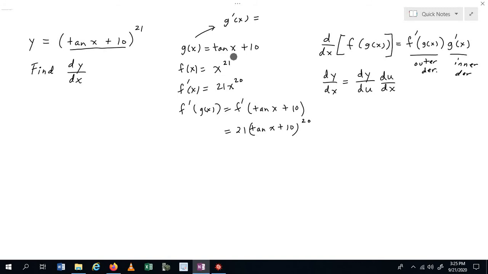Okay, so we need to find the derivative of this function. Well, the derivative of tangent of x, if you remember, is actually equal to secant squared of x. And then the derivative of 10 is 0 because that's a constant. Okay, so g prime of x is just secant squared of x. Okay, so then dy dx is just the outer derivative times the inner derivative.